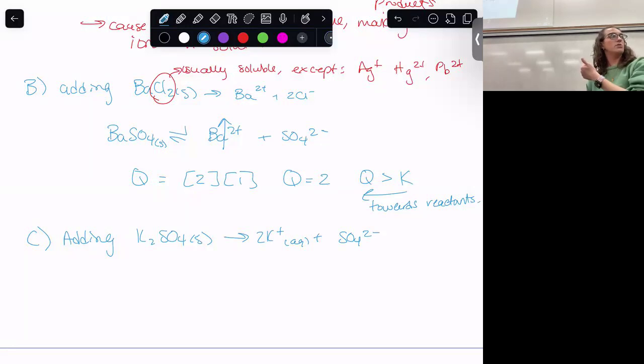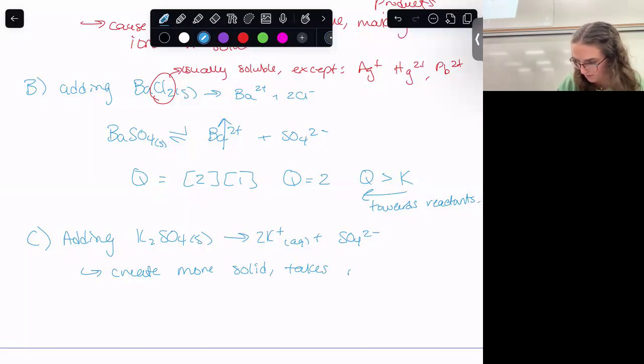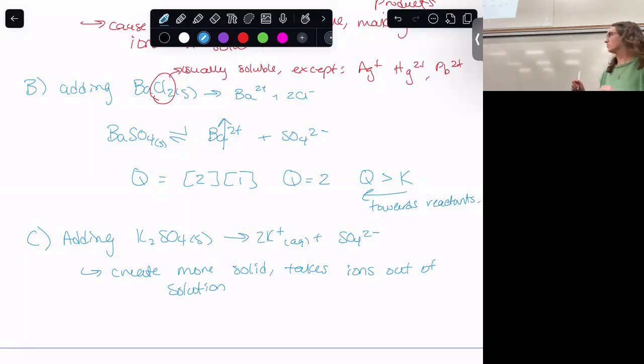What happens to Q? Does it become greater than or less than K? Becomes greater than K, so we're gonna form more reactants. So this is going to create more solid, take ions out of solution. That's because there's a common ion between the salt that's already dissolved and then the new salt that's being added.